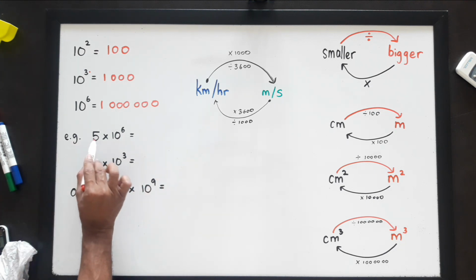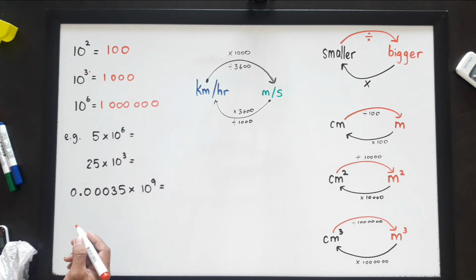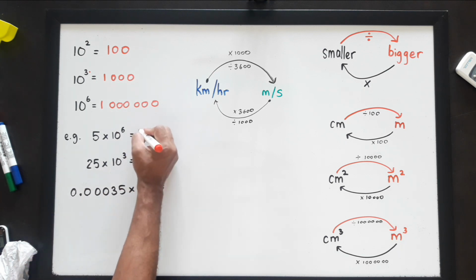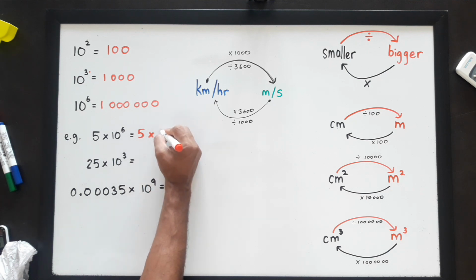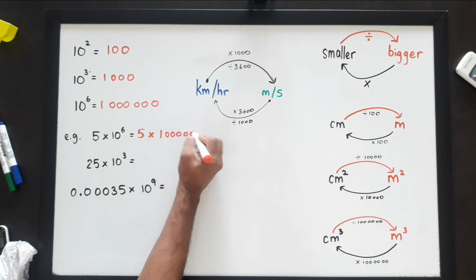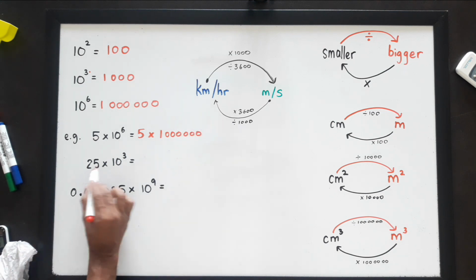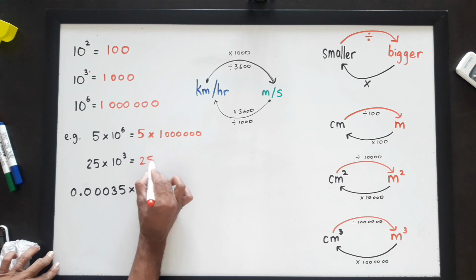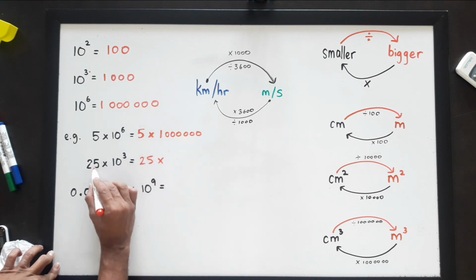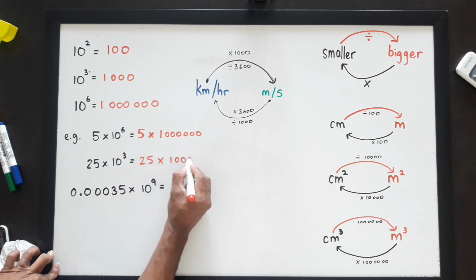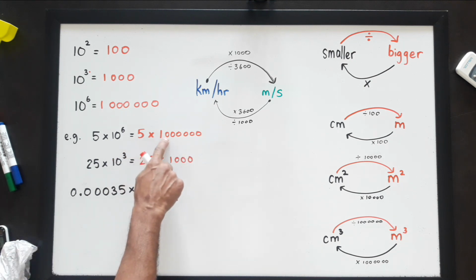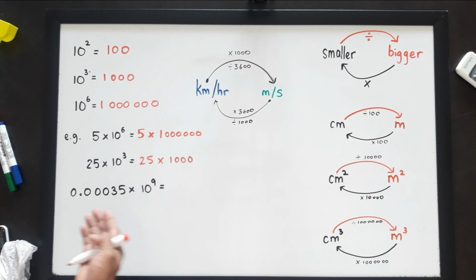So if I have 5 multiplied by 10 to the power 6, this is really 5 multiplied by a 1 with how many zeros? And 25 multiplied by 10 to the power 3 is just 25 multiplied by a 1 with 3 zeros. And of course you can use a calculator just to multiply it out.